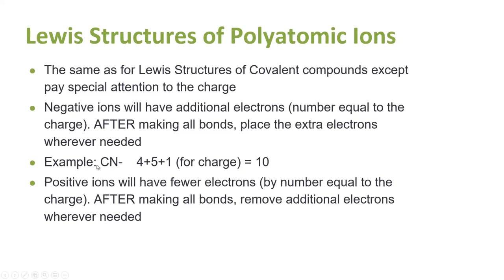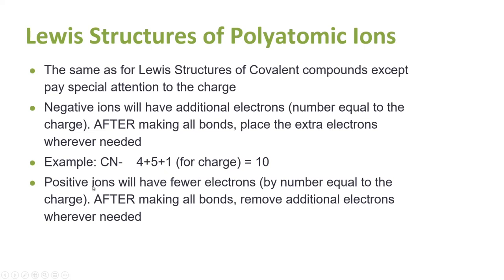So in the case of carbon, nitrogen, this would be cyanide ion. So carbon is 4 valence, nitrogen is 5 valence, but this charge is representing an extra electron, so I'm adding that in. So I'd have a total of 10.